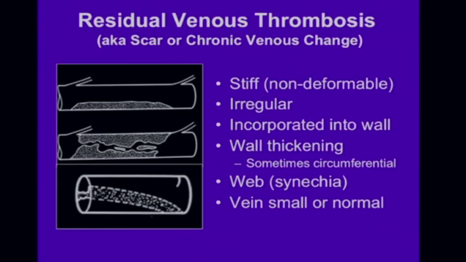When we look at the material that's left over, we can see that it looks like a fibrotic material, which is stiff, and it is hard during compression. It may be irregular. It's typically incorporated into the vein wall, sometimes over long lengths. If the recanalization is long, you may just see wall thickening. And if retraction and recanalization occur, you may be left with just material lying inside the lumen of the vein, which can look like a thin wisp, like a web, or a band of material in the vein. The vein typically is described as normal or small when there's scarring.